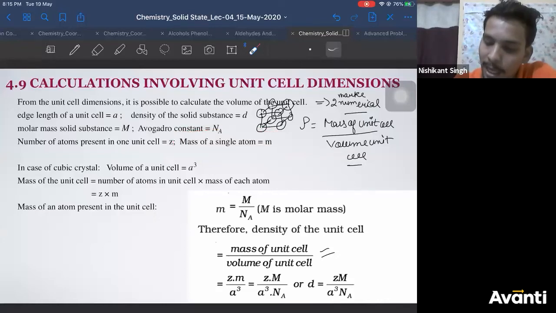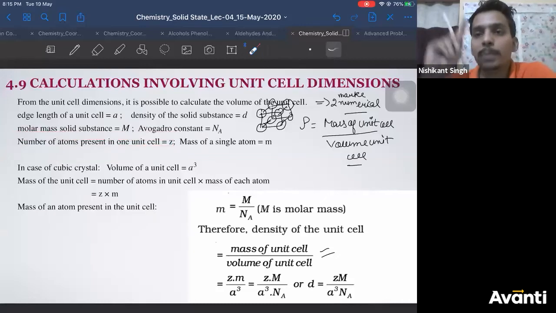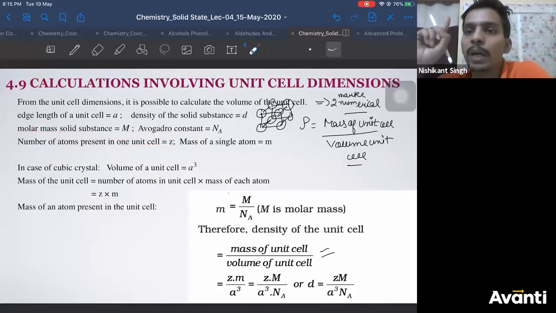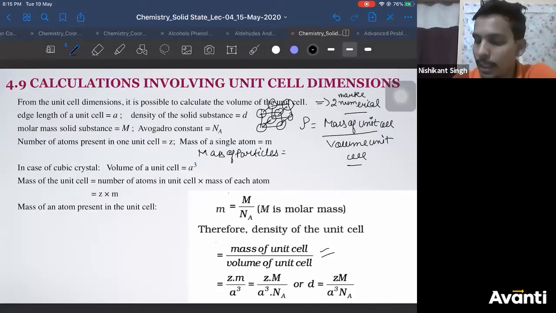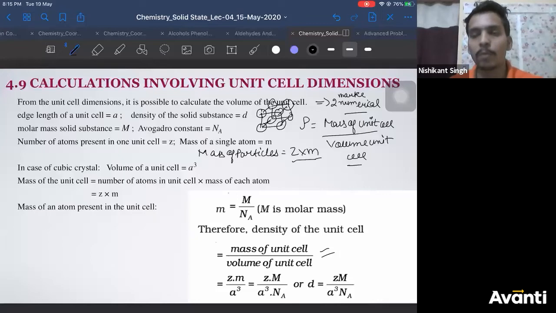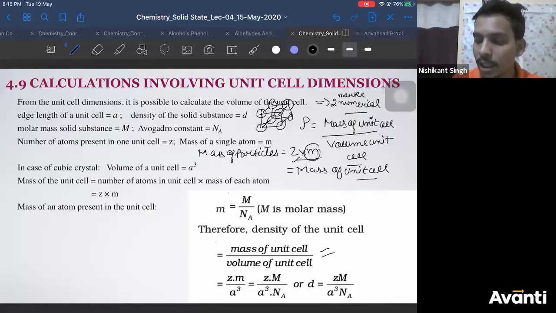How many particles are present in a unit cell? Z. So each particle has a mass of m, and how many particles are there? Z. So what will be total mass of unit cell? One particle has mass of m. Total particles is Z. So mass of particles will be Z into m, mass of each particle into total number of particles. And this is also mass of unit cell. Small m stands for mass of each particle.